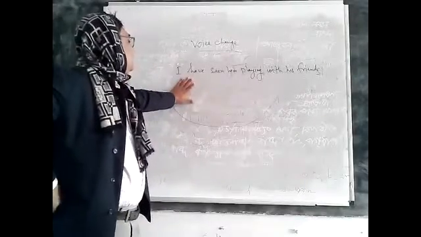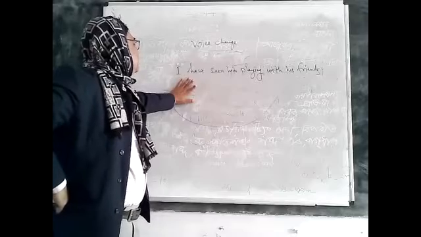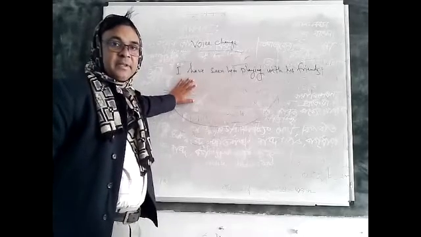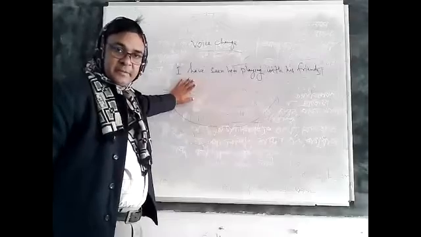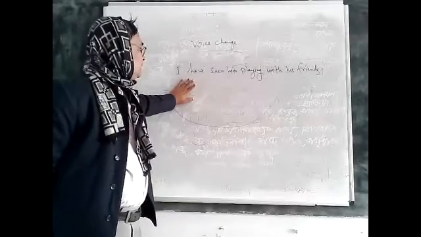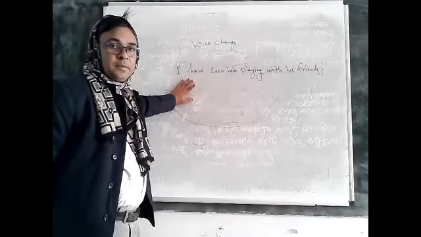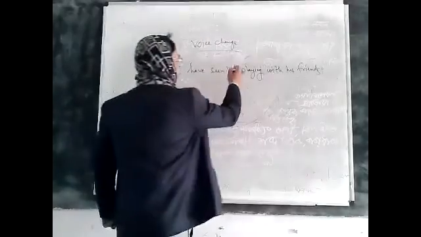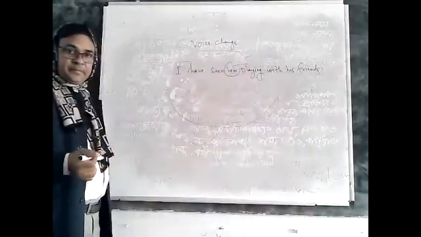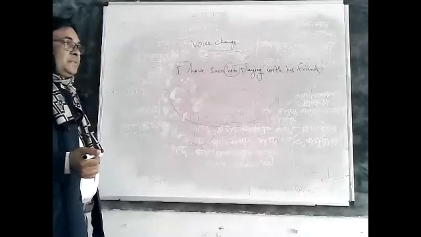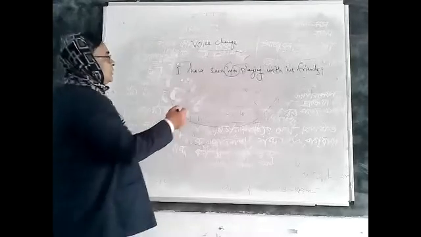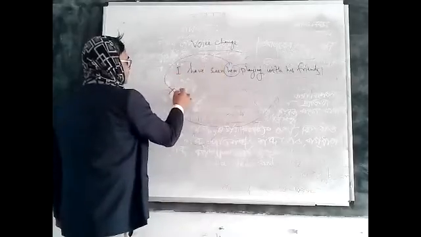The tense of the sentence is present perfect tense. He has been seen playing with his friends. Present perfect tense. And the object of this sentence is him. Understand? So, been seen. The subjective form of him is he.